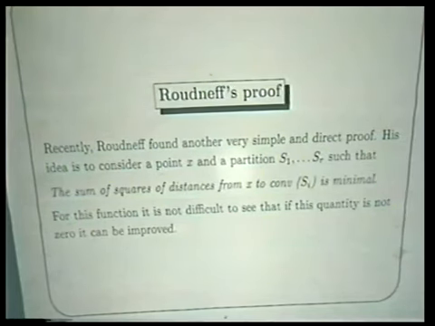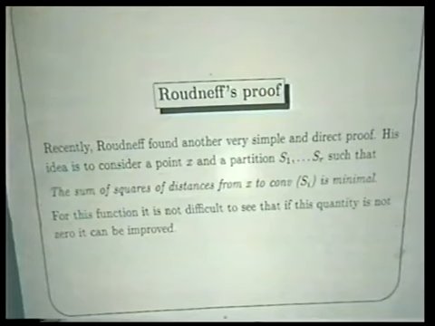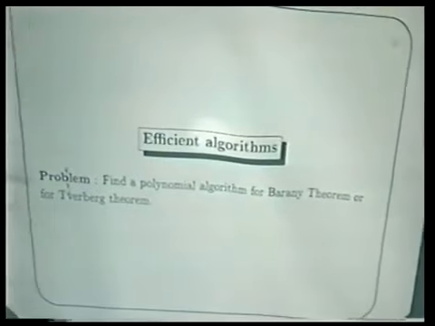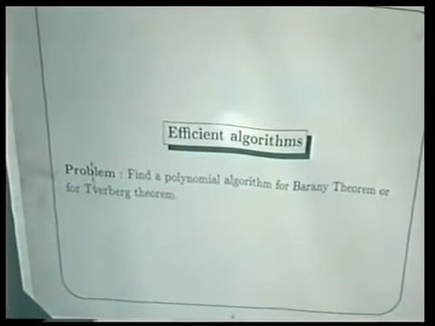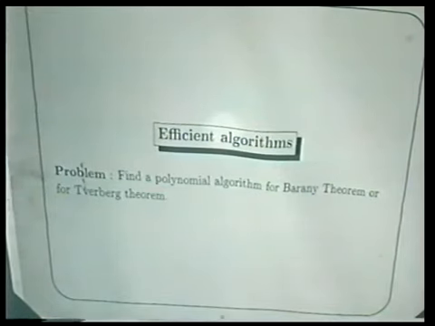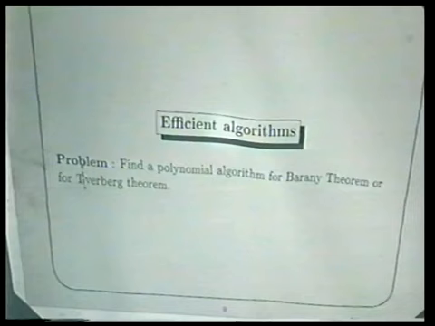Okay, so this was the proof, and let me mention a problem: it is interesting to find efficient algorithms, either for Barany's or for Tverberg's theorem. The critical point for algorithms is the proof of Barany's theorem, and it's not known if there is a polynomial algorithm to find points which are guaranteed by Barany's theorem.